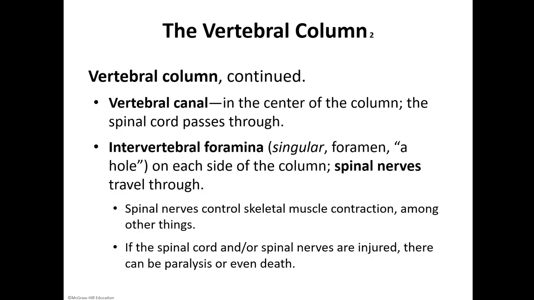The vertebral canal is the center of the column, and the spinal cord passes right through it. The intervertebral foramen is on each side of the column, and this is where spinal nerves are able to travel through. The spinal nerves control skeletal muscle contraction, among other things, and if the spinal cord or spinal nerves are injured, there can be paralysis or even death.